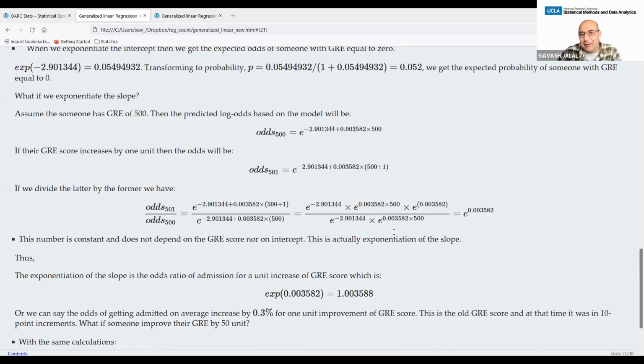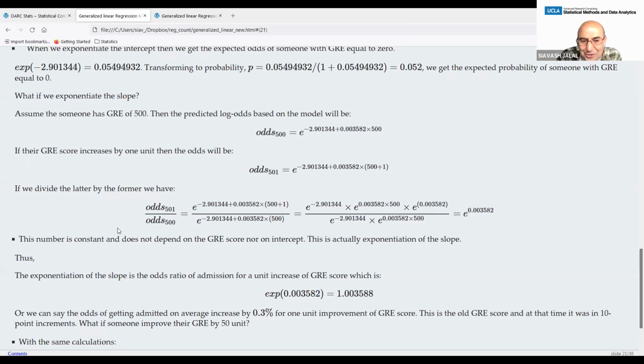And then we can simplify that, right? Everything will cancel. The part that involved beta 0 will cancel. The part that involved that 500, it cancels. So I end up with the part that only involved the slope. And that is basically the ratio of the odds, or odds ratio, right? So if you exponentiate that slope, then you get the odds ratio of the outcome.